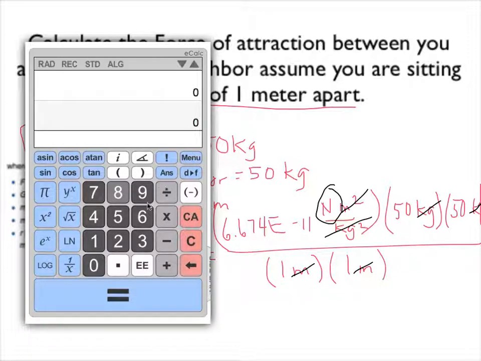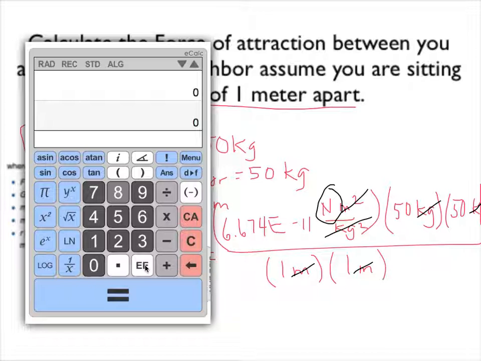To do our calculation, we're going to make use of this button. If you're using one of my calculators in my classroom, this is known as the scientific notation key, what I refer to as the EE button. If you're using your own scientific calculator, it might be EXP. On some calculators, it's just an E. On some calculators, it is 10 raised to the X power. But for our purposes, I'm just going to call this the EE button.